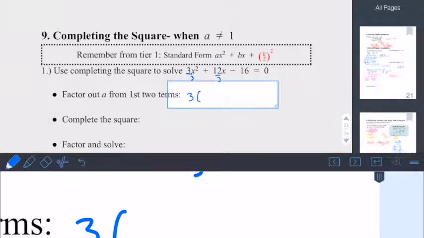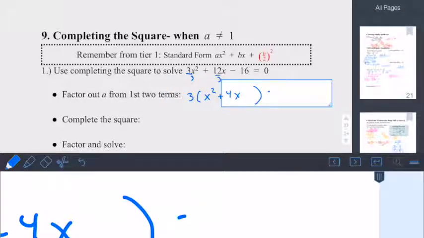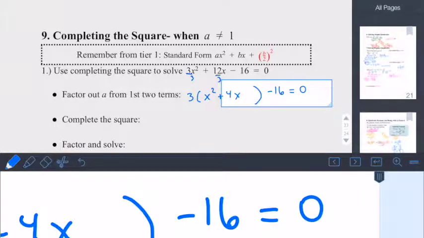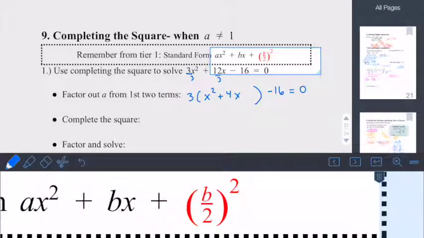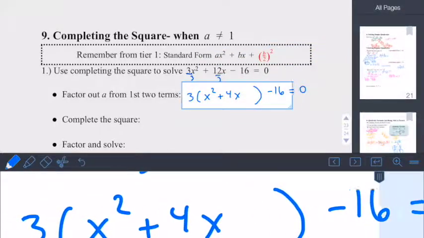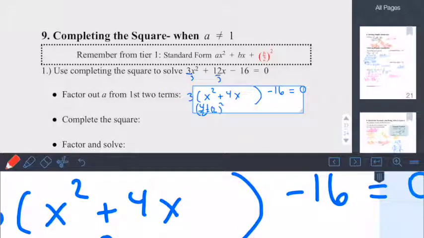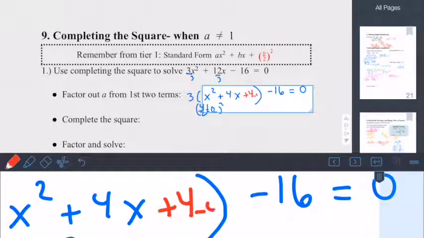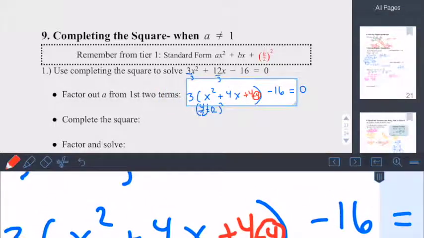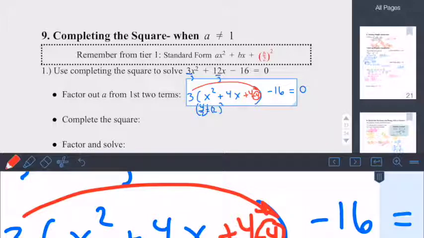So we get 3x squared plus 4x. And then we have minus 16. So what we're going to do is that b divided by 2 squared thing that we've been doing before. So I'm going to take my 4 divided by 2 equals 2, and I'm going to square it and get 4. So I'm going to add 4 to complete the square. Well, remember, if I add 4, I need to subtract 4. But this minus 4, I don't want in my parentheses. So to get it out of my parentheses, I'm going to multiply it by that 3, that a.